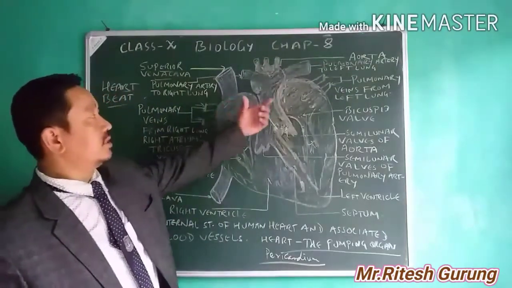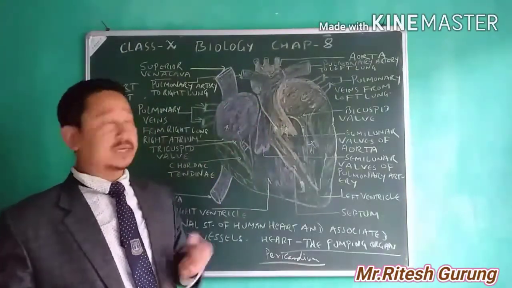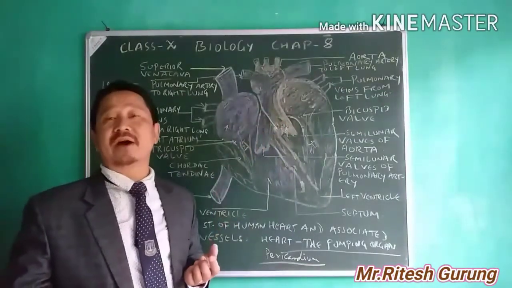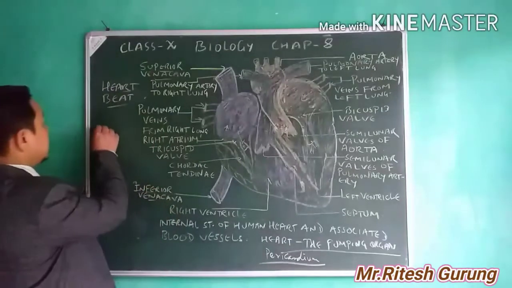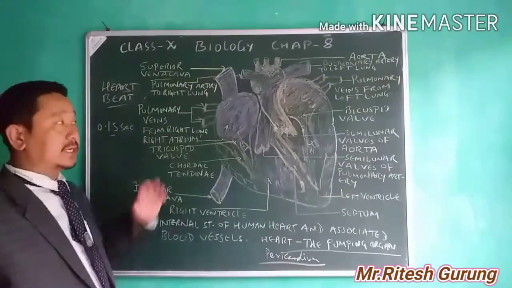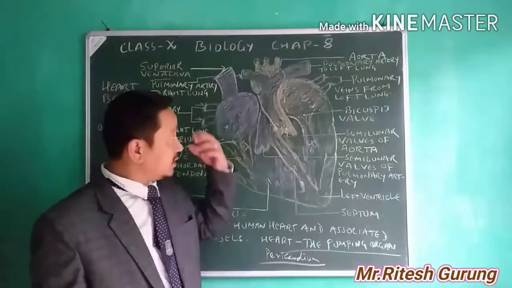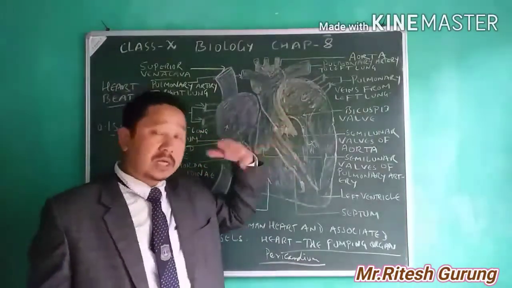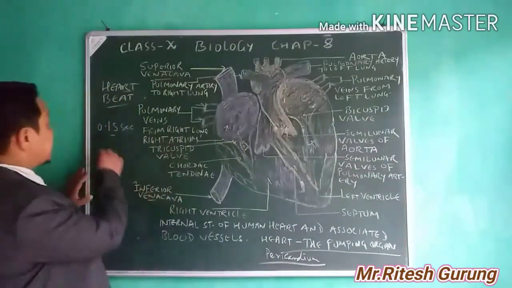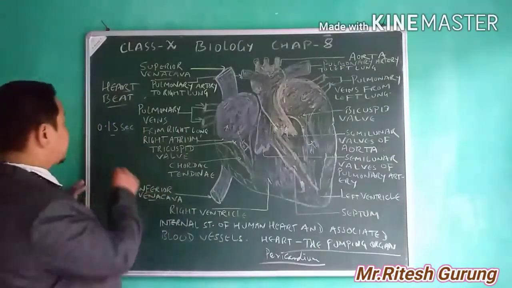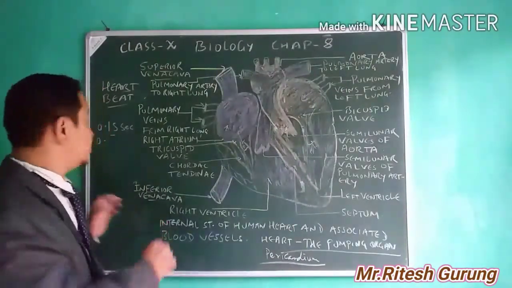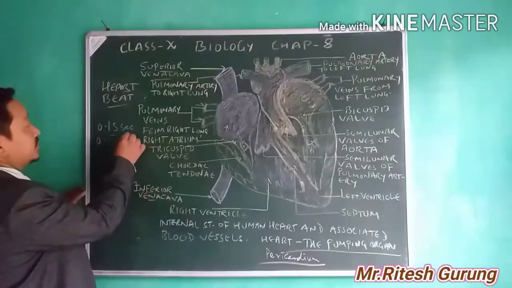First of all, the auricles contract, which takes about 0.15 second. Then immediately, as soon as it gets over, the contraction of your ventricles takes place, which takes about 0.30 second.